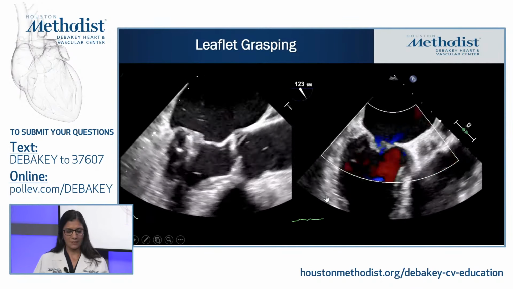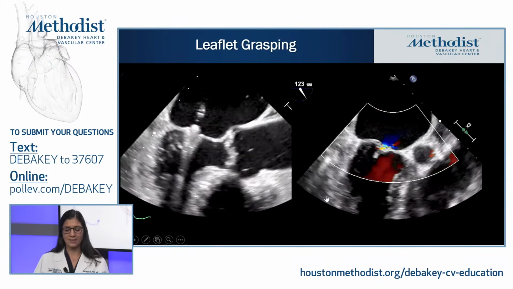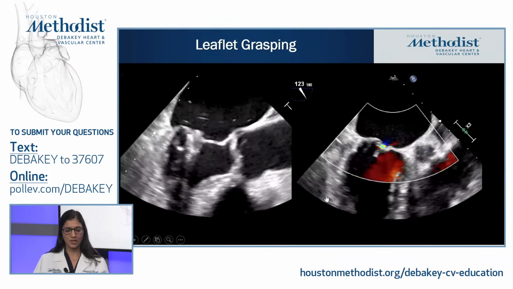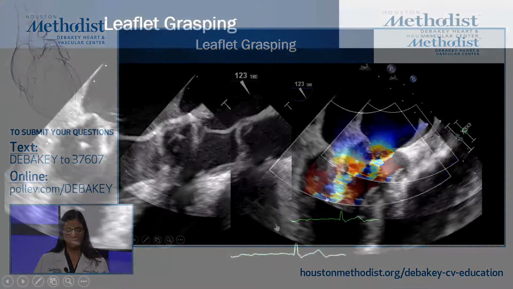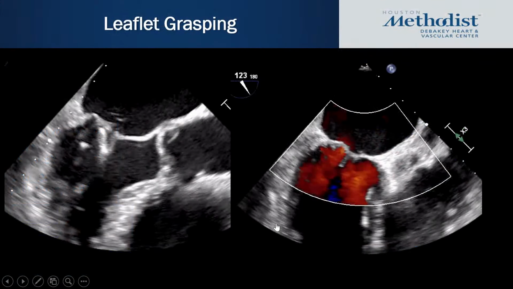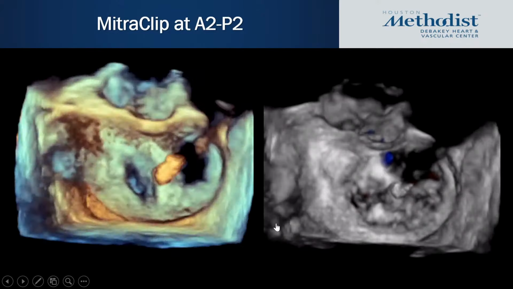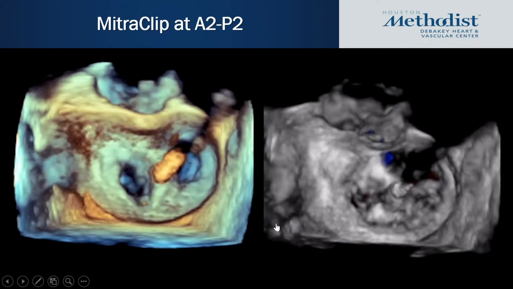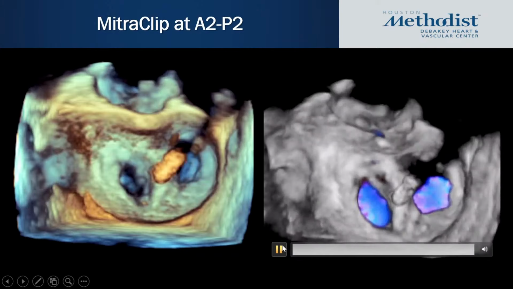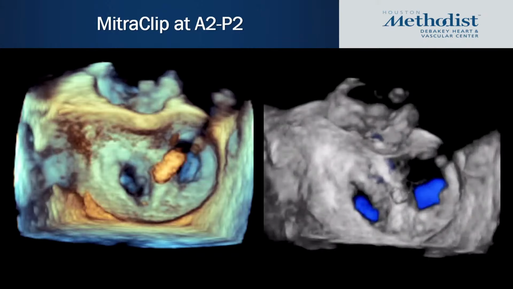After the device is fully closed, then you would want to assess the amount of residual mitral regurgitation and the residual mitral valve gradient. If you have significant residual regurgitation, then the option would be either moving the device or deploying an additional device, or sometimes using a bigger device. This is a 3D image showing the tissue bridge at A2P2 with the clip in the middle, and this is an example of 3D color showing minimal residual mitral regurgitation.